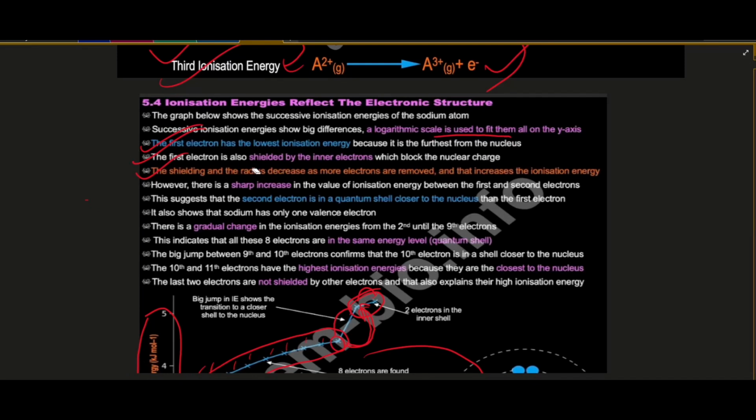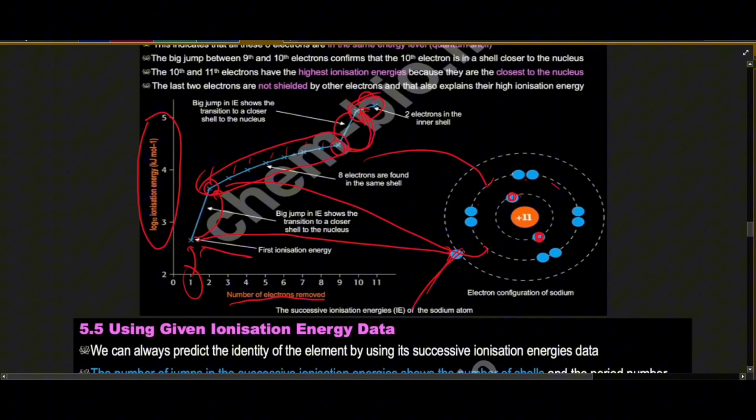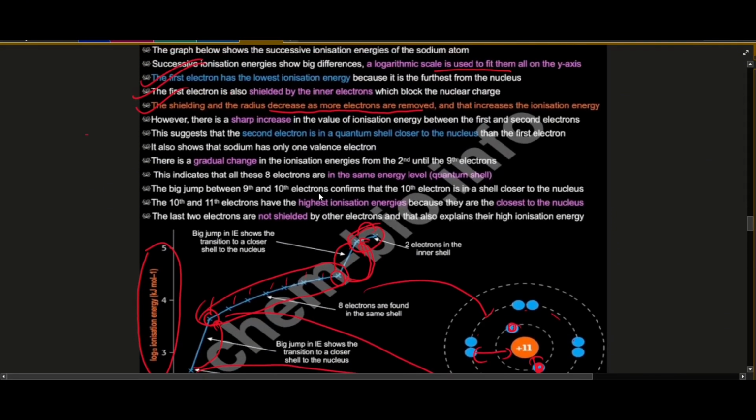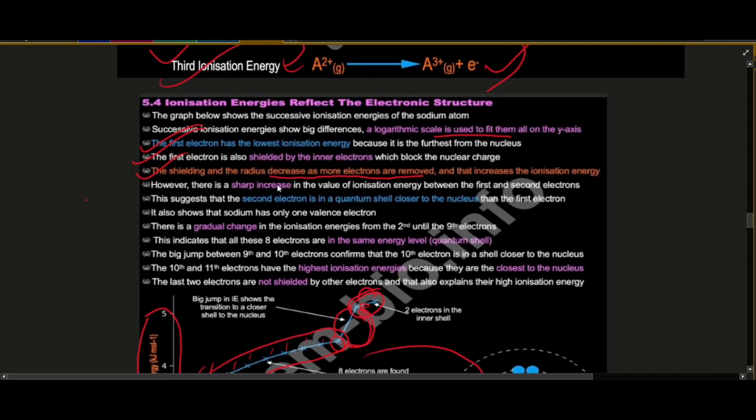This is very important. Remember one thing: the first electron is shielded by the inner electrons, which blocks the nuclear charge. So after the first electron is removed, the shielding and the radius decrease. Because as more electrons are removed, the radius between the remaining electrons decreases, because the force of attraction between the nucleus and the remaining electrons increases, and that is why the radius decreases.